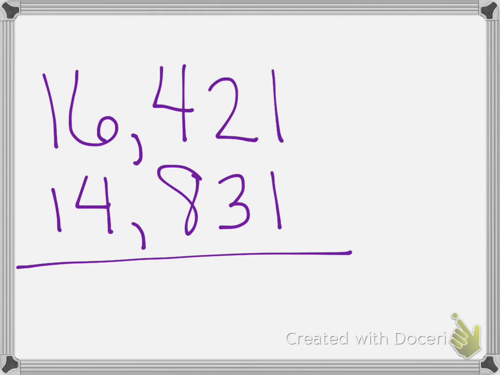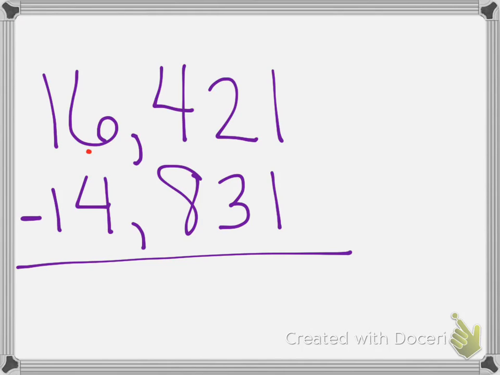My first example is 16,421 minus 14,831. The only thing that's different with Go Math is that they want us to estimate first to see if our answer is reasonable. And so in this case, we're going to round to the thousands place because that's going to get us a more specific estimate.